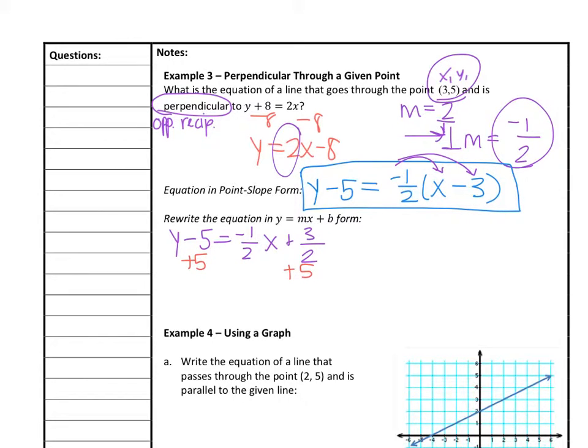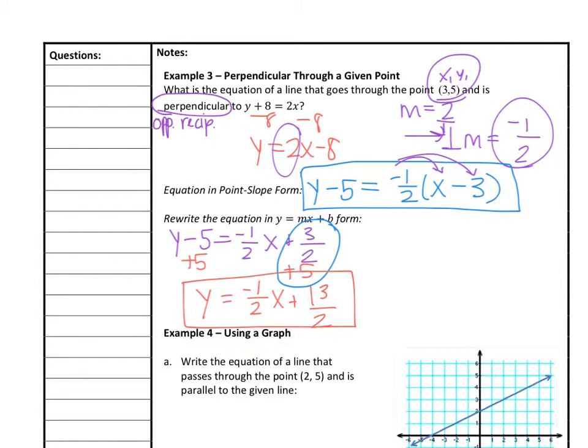And this might freak you out a little bit because you're like, oh no, I don't know what I'm going to do with the 3/2 and the 5. So we still have negative 1/2 x. And then in your calculator, you're just going to type this part in. 3 over 2, and then plus 5. So again, control divide, 3 on top, 2 on the bottom. Move over, hit your plus sign, and hit 5. Then enter. So when we do that, we get plus 13 over 2. We're going to box it in.